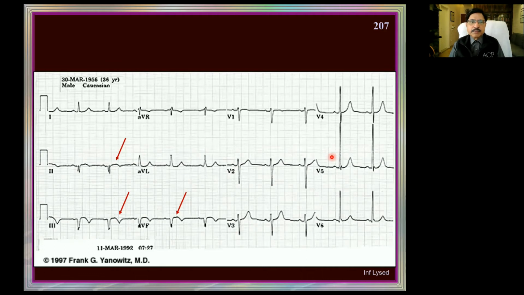Now let us see the next one. What is this ECG like? Is it a normal ECG or abnormal ECG? First question. What is the heart rate like? 300, 150, 100, 75, 60. Between 50 and 60. Very stable heart rate.